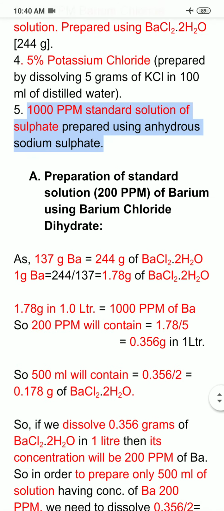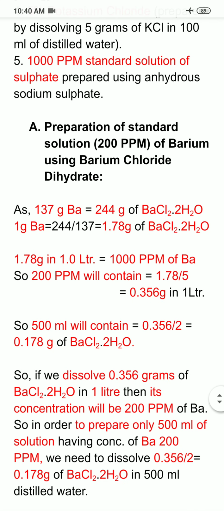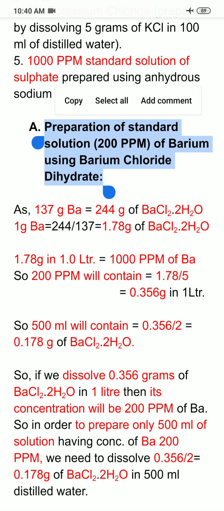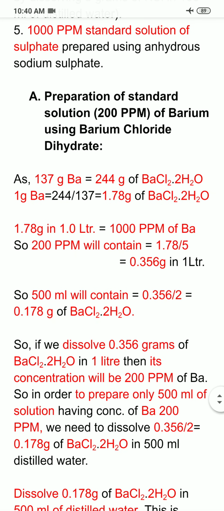So first of all, I am starting with preparation of standard solution of barium chloride, and we are going to prepare 200 ppm standard solution of barium using barium chloride dihydrate. So for that we need to calculate the weight of barium chloride that we need to dissolve.